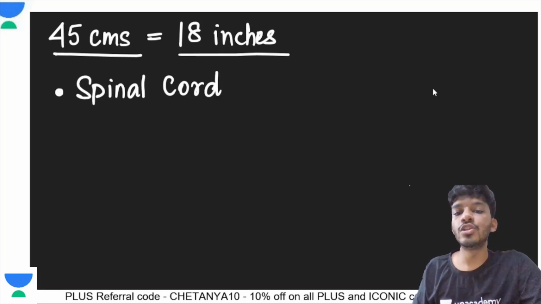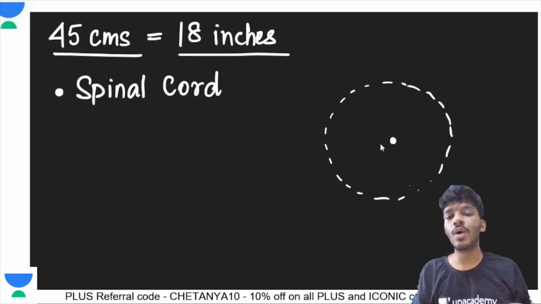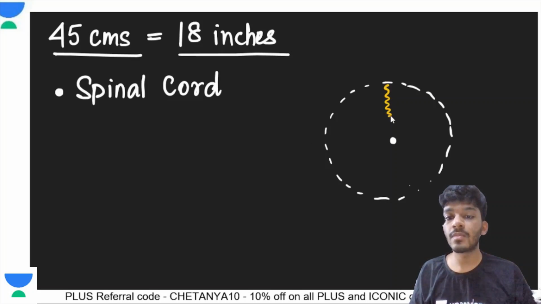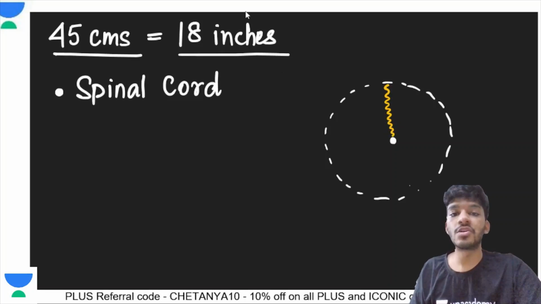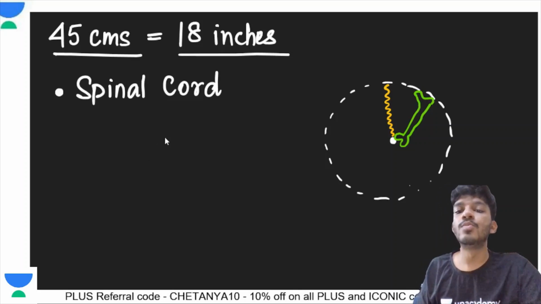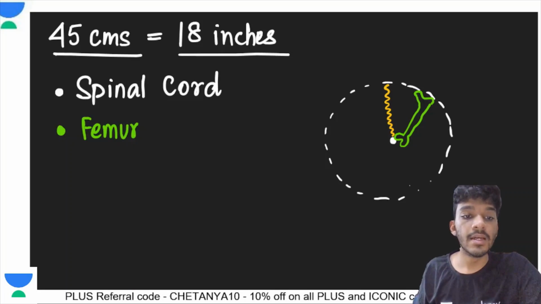Now just imagine that there is a circle and the radius of that circle is 45 centimeter. So let's say first here you have the spinal cord. So what are the other structures that are going to fit in here? First of all, you can fit in a bone here. And which bone is this? This bone is your femur bone. So second structure that is 45 centimeters in length is femur.